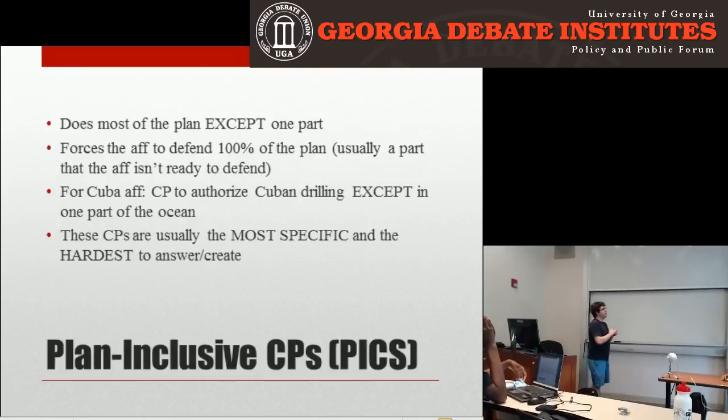Okay. The last set of counterplans that we'll talk about are called plan-inclusive counterplans, or PICs. And really what this does is it does most of the plan except one part of it, right? And so in a way, a lot of counterplans are PICs, right? International actor counterplans, domestic actor counterplans, those are PICs because they do part of the plan. It does part of it just with a different actor, right?